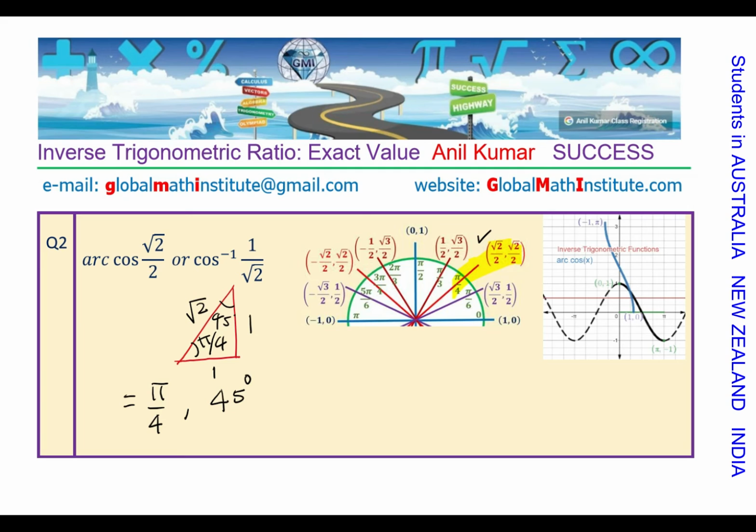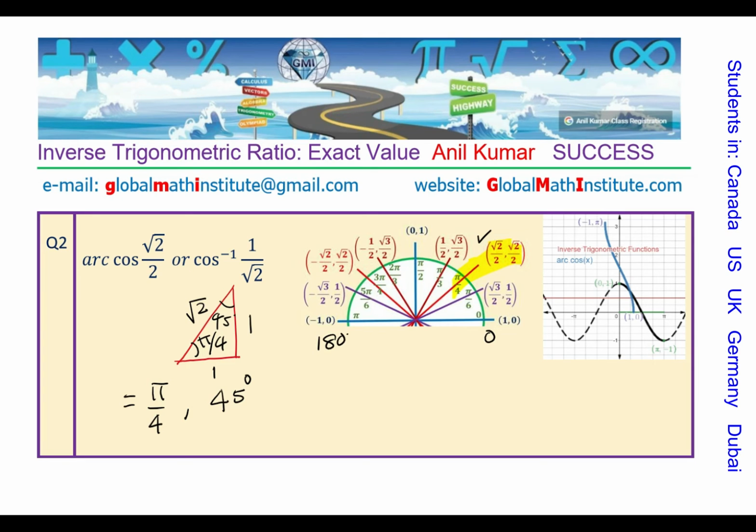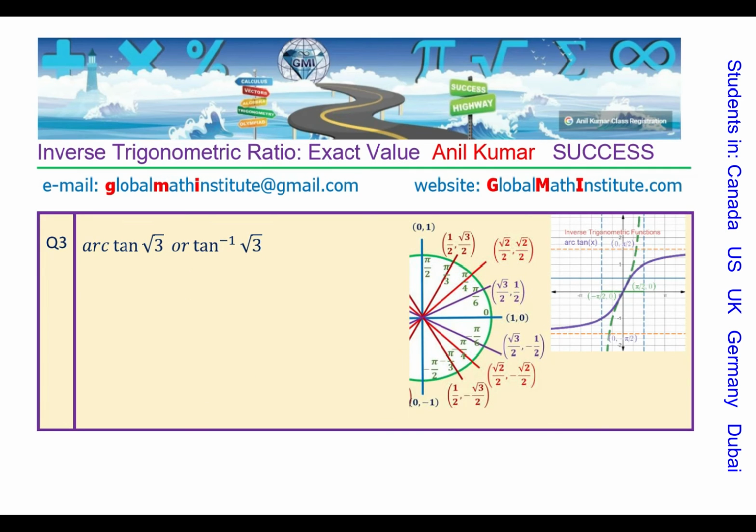Makes sense, right? So reading easy, right, from the graph. But we are looking into this graph from 0 to 180 degrees when we are working on cosine. Is that clear to you? Correct. Third question, tangent function.